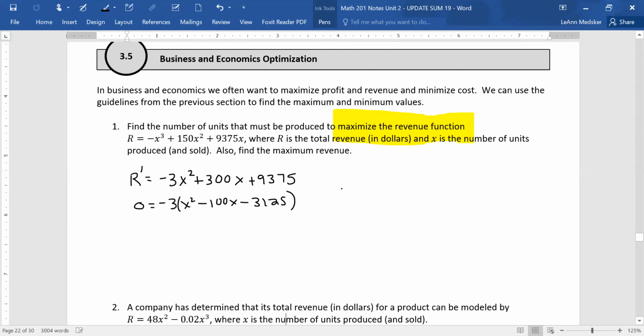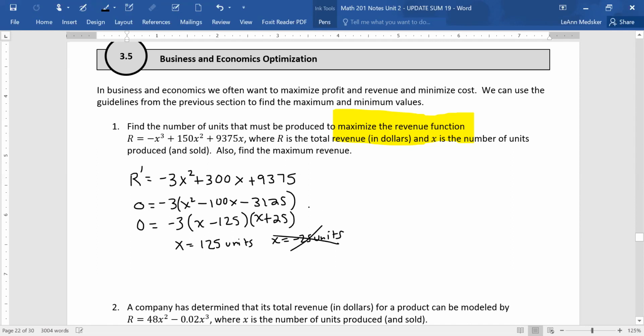Now, obviously, you would have to think of the factors of 3,125 that work, but because this is a video, I'm not going to list all my factors out. I found that it was negative 125 and positive 25. They multiply to negative 3,125, but they add to negative 100. I was just checking all the factors of 3,125. So if we solve each of those, we get the possibility of 125 units, and the other possibility is negative 25 units. Now, obviously, you're not going to produce negative units, so that's not in the feasible domain.